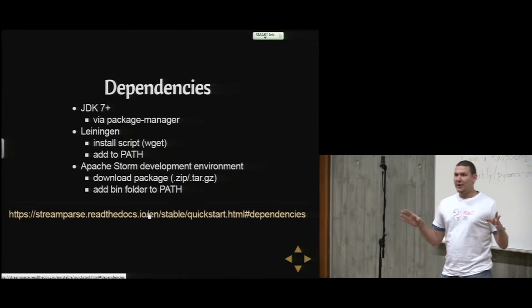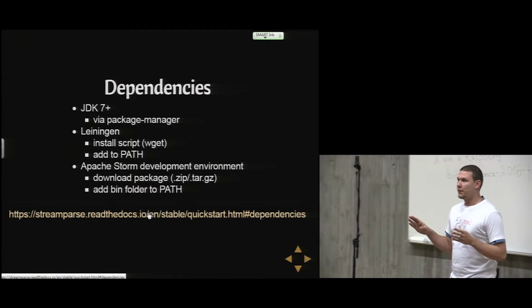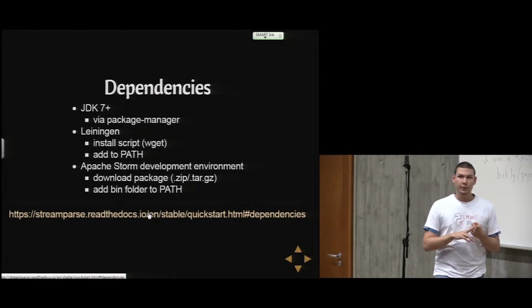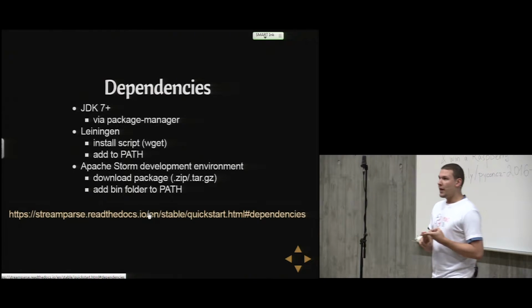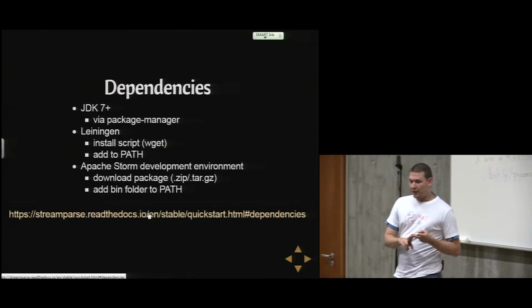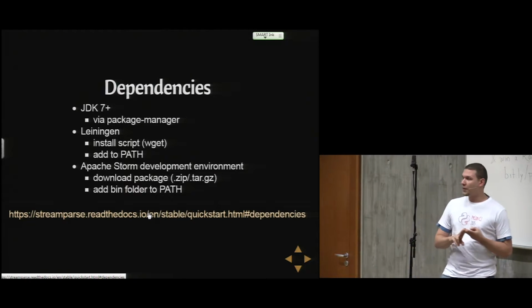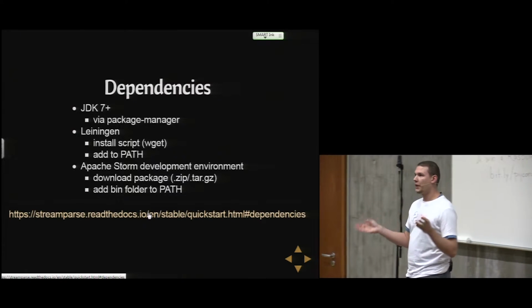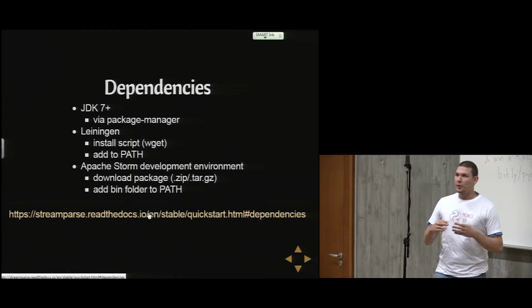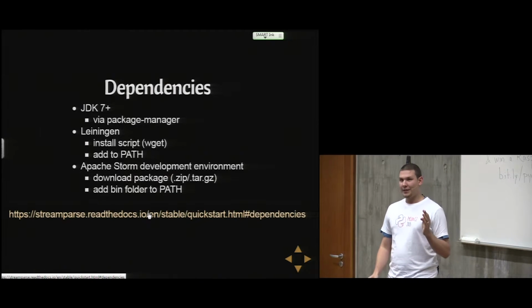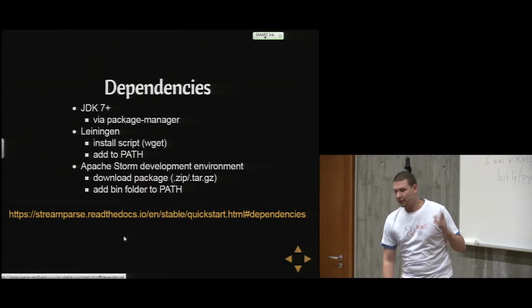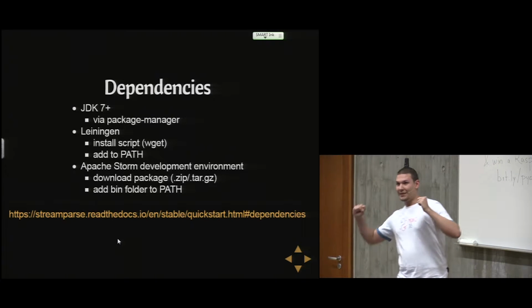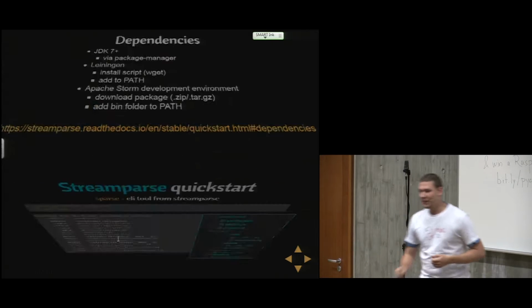I'd like to state some dependencies. It's not many. You have to have Java installed on your computer, possibly version 7+. And the other two, Leiningen and the Apache Storm development environment, you can just download from the internet, put in your path, and it will magically work. That's it. You can read more about the dependencies in the quick start. And let's go to Streamparse.